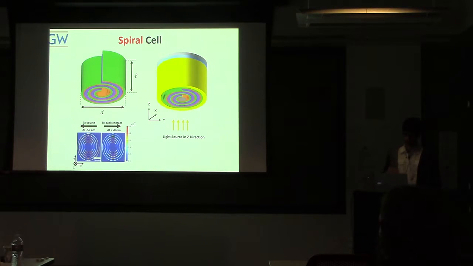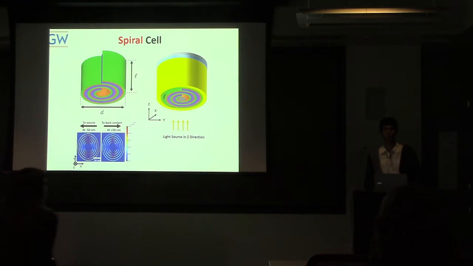And so there are two figures, right? One goes to the source, one goes to the back contact. As the light travels into the structure, you can see that the electric field intensity gets lower, and the photogeneration decreases. That proves that, as the light travels into the cell, you have generation of electron-hole pairs.